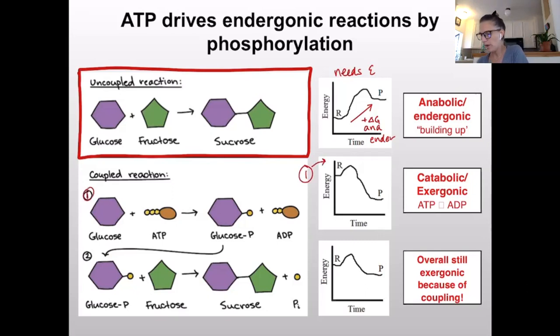Shown here, the reactants have more energy than the products, right? So here we're going to be breaking down ATP. ATP to ADP is going to be a negative delta G. This is going to be catabolic. This is going to be exergonic. You are going to release lots of energy, right? So this has a big negative delta G.